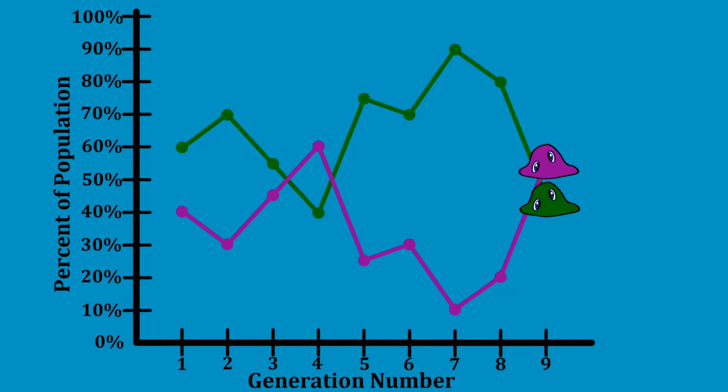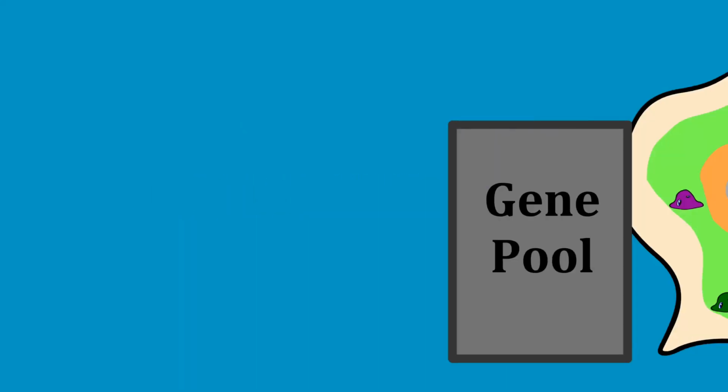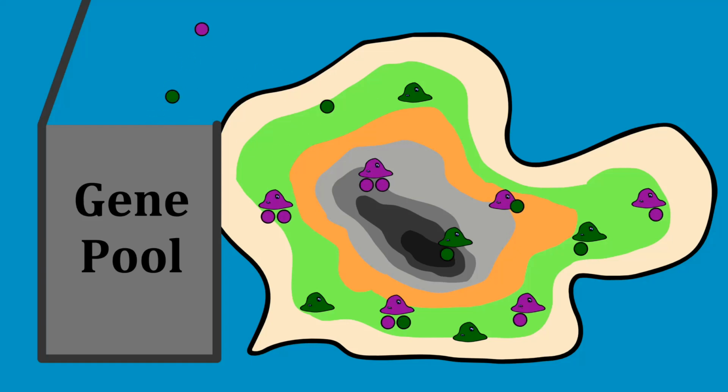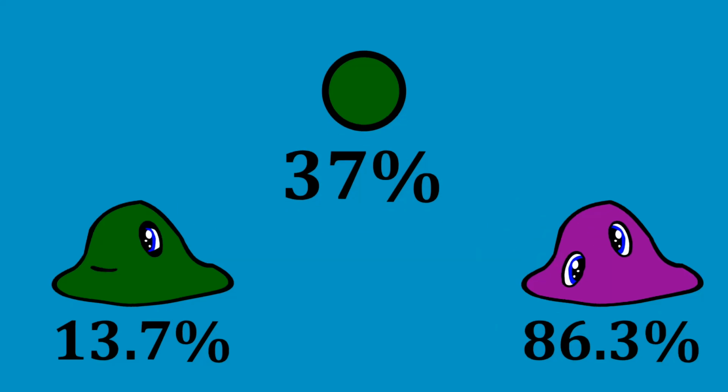To solve this puzzle, the scientists can use what is called the Hardy-Weinberg principle. The Hardy-Weinberg principle is made up of two parts. The first is a prediction about how alleles are distributed in a population. For example, if you know that 37% of all the alleles of the blobs on the island are green, then the Hardy-Weinberg principle can predict what percent of blobs should be green and what percent should be purple.